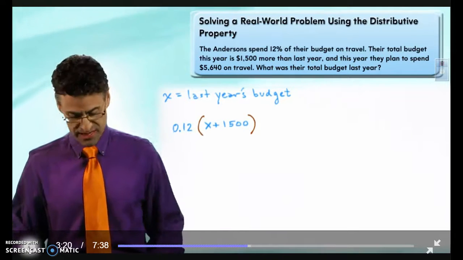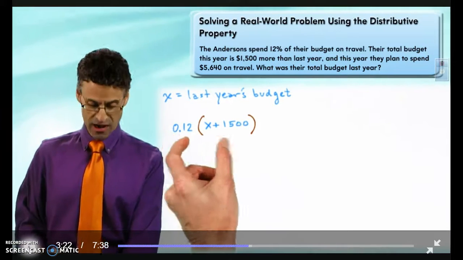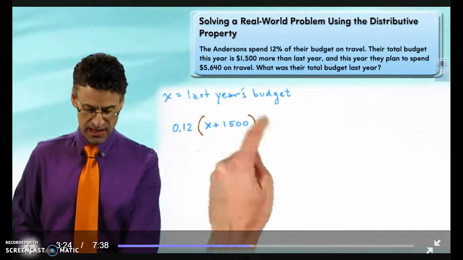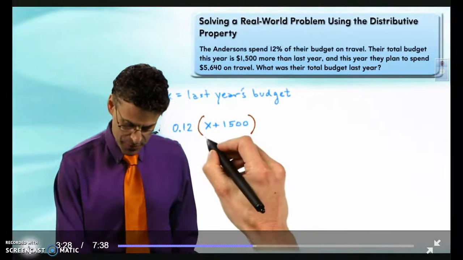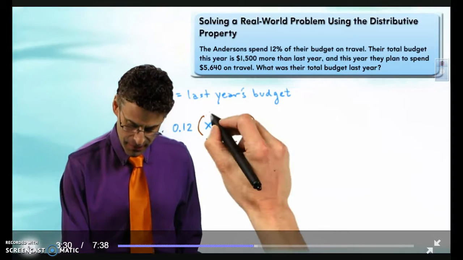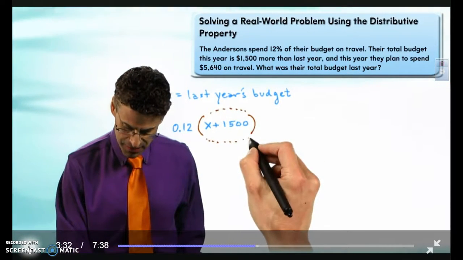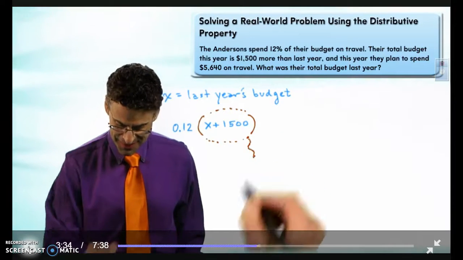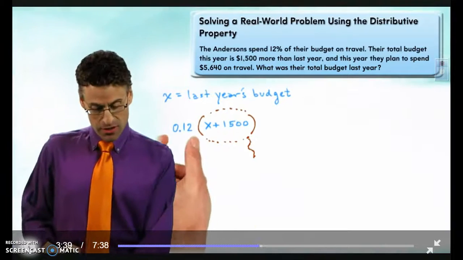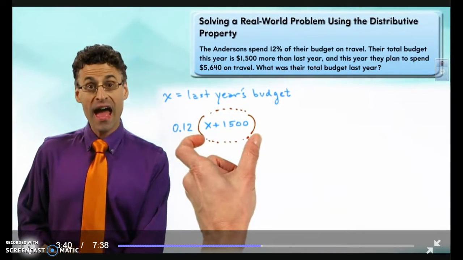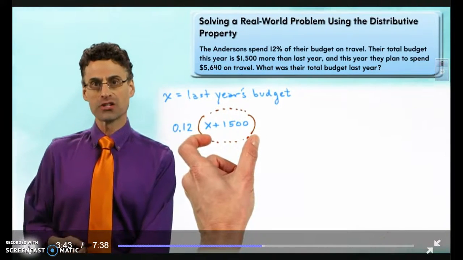So it's really important to see that I've got to take 12% of all that stuff, which means I've got to lasso it all together. Okay, in fact, you know what? I like that idea. So those parentheses really are a lasso. Isn't that great? Oh, what a great idea. Okay, now, 12% of that is going to be their travel budget for this year.